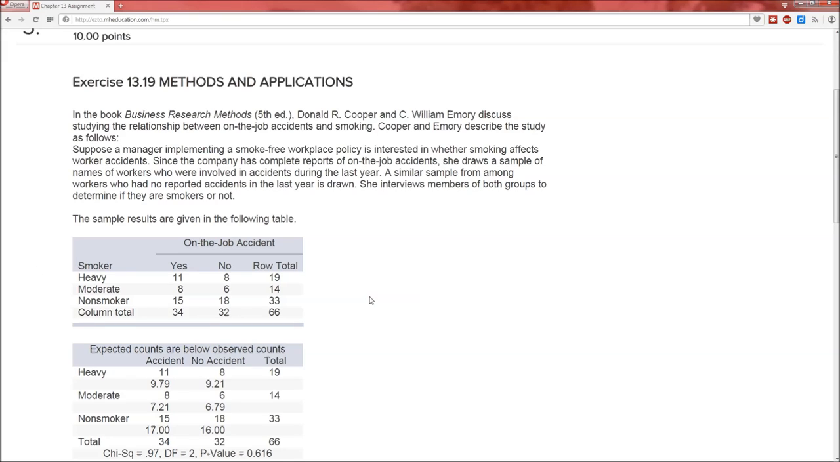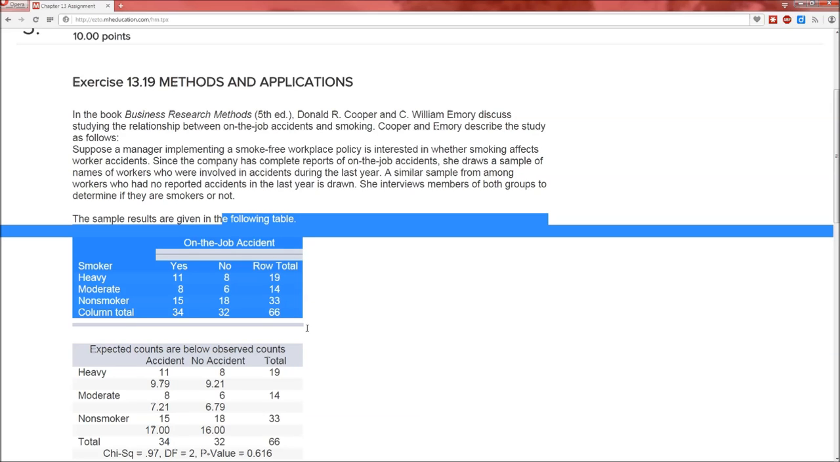In this example, one categorical variable is smoker status, and the other categorical variable is on-the-job accident. The smoker variable has three levels: heavy, moderate, non-smoker. The on-the-job accident variable has two levels, yes and no. In this sample of 66 people, 11 were heavy smokers that had an on-the-job accident. 6 were moderate smokers that did not have an on-the-job accident. 34 people had an on-the-job accident. 33 were non-smokers. So let's get this into Excel, see what we can do with it.